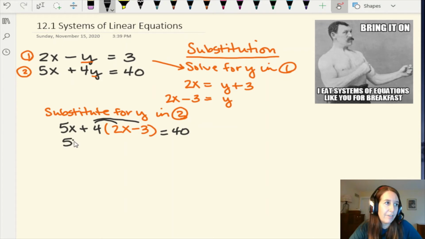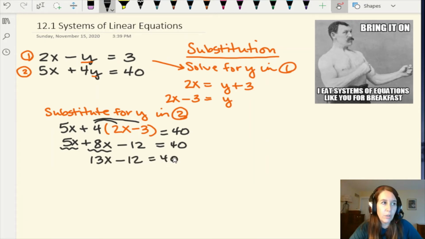So I have 5x, I'm going to distribute the 4, so plus 8x minus 12 is equal to 40. Now I can combine 5x and 8x to 13x minus 12 is equal to 40. Add 12 to both sides, so 13x is equal to 52. Divide both sides by 13, so x is equal to 4.